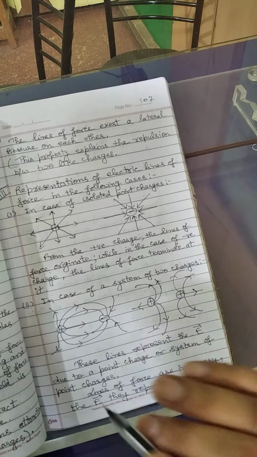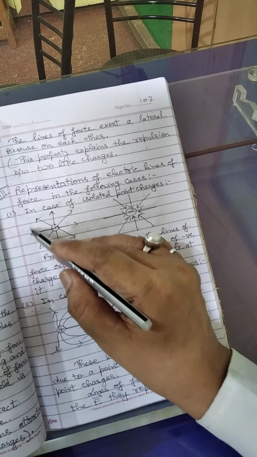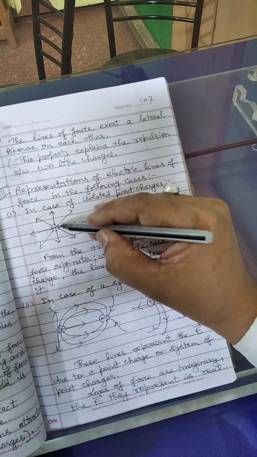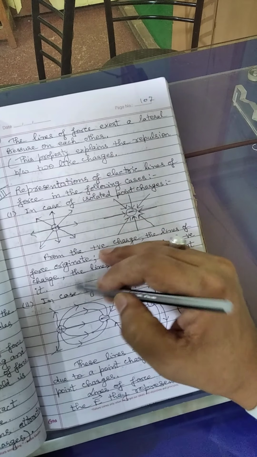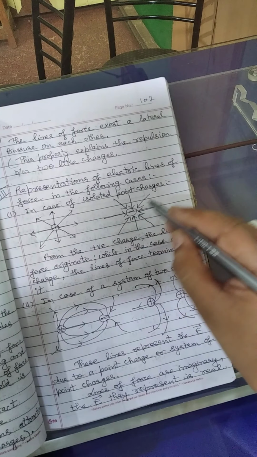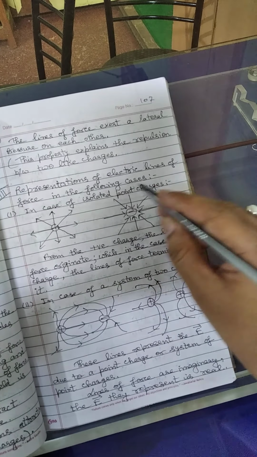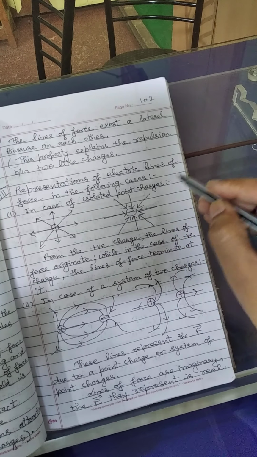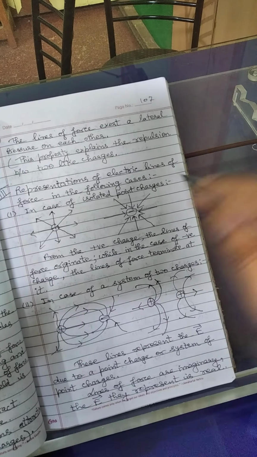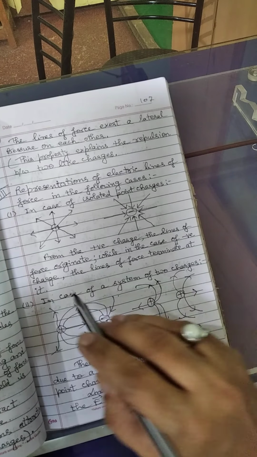So this way we can understand that here it is spherically symmetric and the electric lines of force are outwards, and in the case of the negative charge it also has spherical symmetry and the electric lines of force are towards the negative charge.